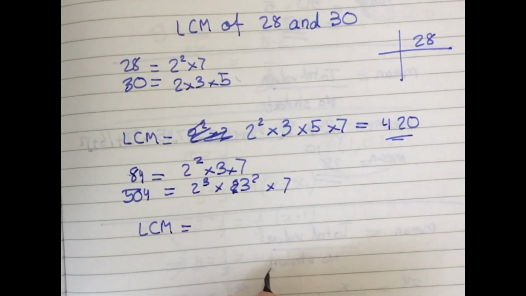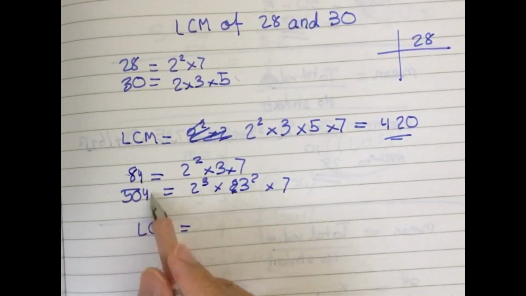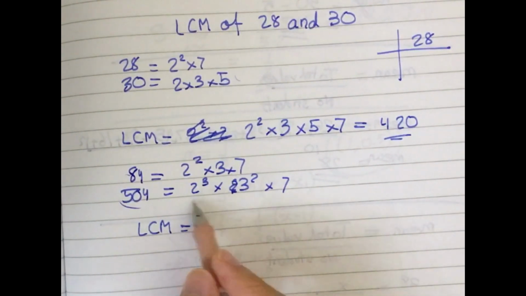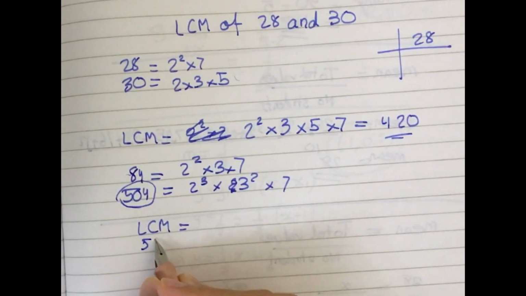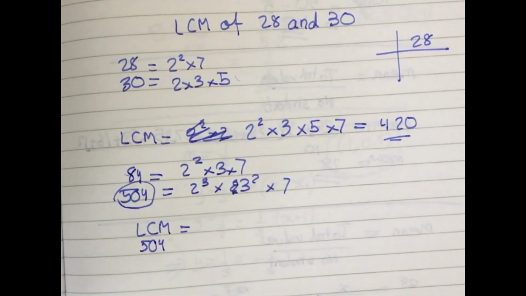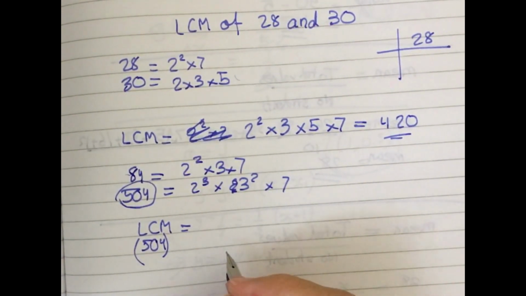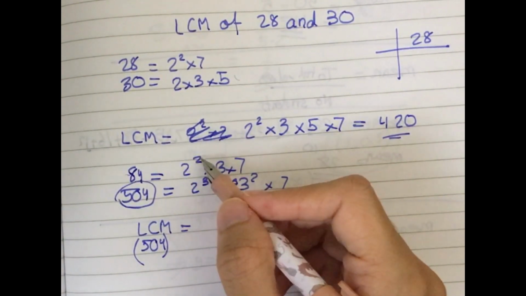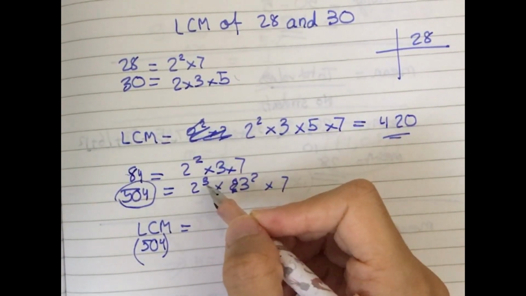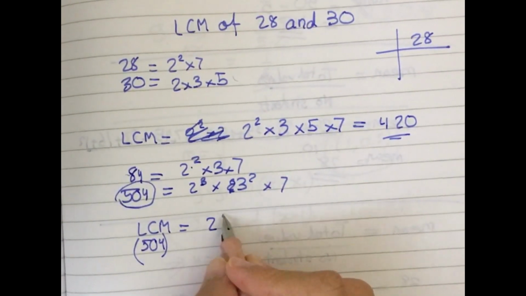Now let's see what LCM it can have. I need the LCM, which is 504. I don't know how to get N yet, so I will tell you how, with some simple steps. Number 1, I can see that one is 2 square and the other is 2 cube. The 2 cube can cover for the 2 square because it is bigger, so I can write 2 cube.